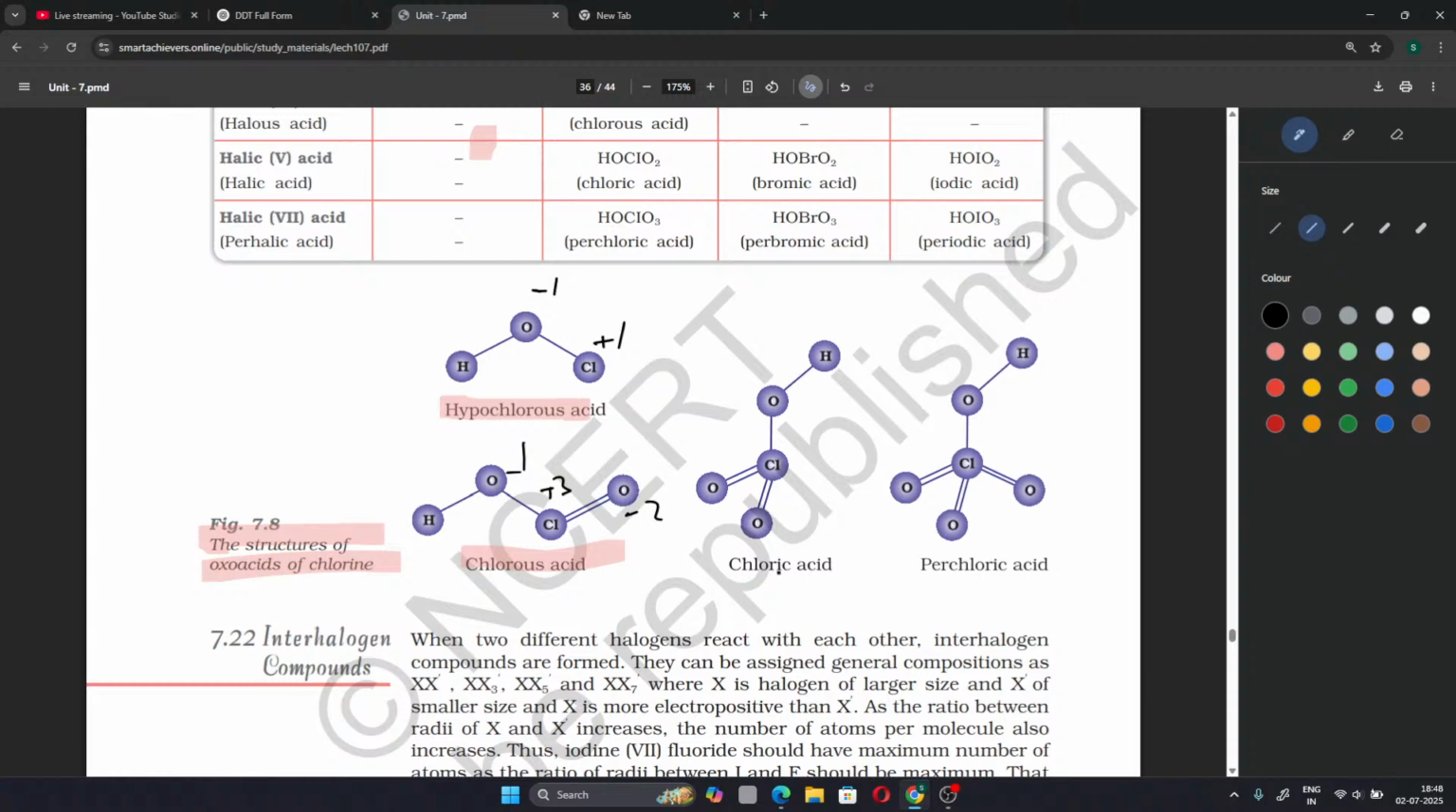In the case of chloric acid, -2, -2, -1, so +5 oxidation state for chlorine. Perchloric acid: -2, -2, -2, -1, so a total of +7 for chlorine.